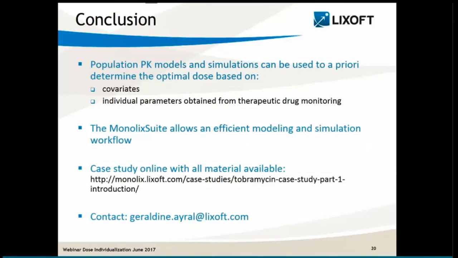And with this, I would like to conclude. We have developed a population PK model for the tobramycin molecule, and we have used this model to get a priori an optimal dosing regimen for the safety and efficacy criteria. We can do this either using the covariates or the individual parameters obtained from therapeutic drug monitoring. As you could see, the MonolixSuite allows us to do this in a very efficient modeling and simulation workflow. All the case study is available online, including all the R scripts and so on. So if you want to download them and either redo it or adapt it, you're welcome.